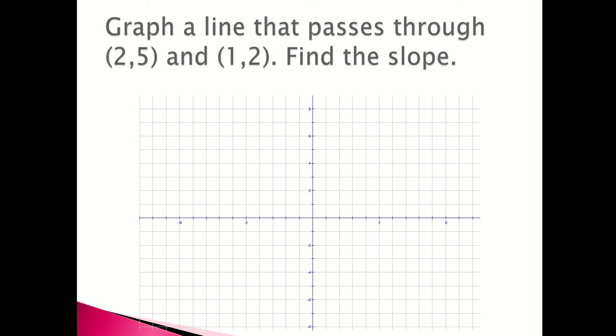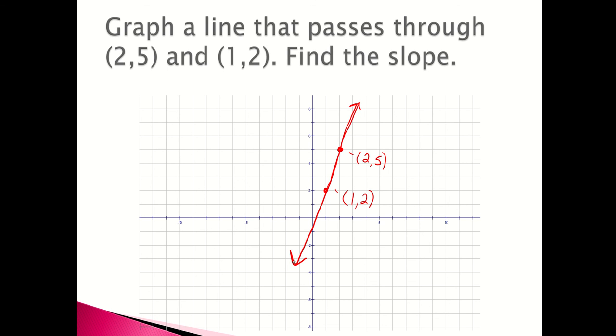Try this one on your own. Graph a line that passes through (2, 5) and (1, 2), then find the slope. Pause the video now and try this one out. All right, first the point (2, 5): to the right 2, up 5, right there's the point. Then the point (1, 2): to the right 1, up 2, there's the point. Now let's connect those dots to create our line. Something like this. Hopefully yours is a little bit better than mine.